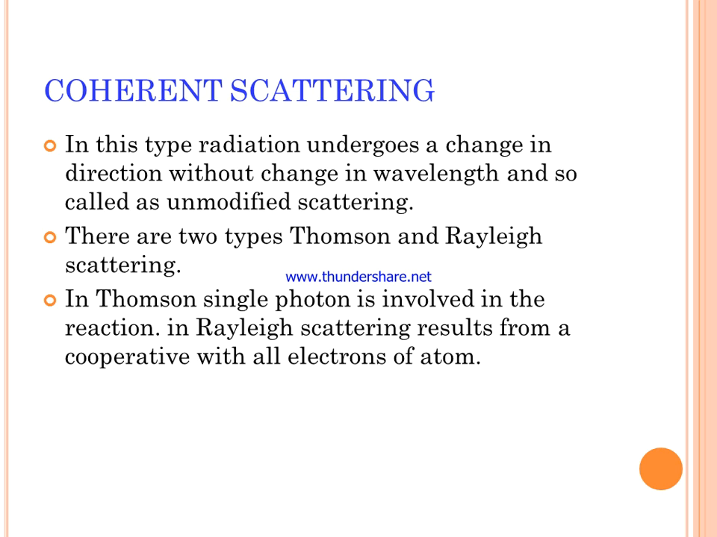Firstly, the first one is coherent scattering. Coherent scattering is used in diagnostic radiology. In coherent scattering, radiation undergoes a change in direction without changing its wavelength. So this reaction is also called unmodified scattering. There are 2 types, Thomson and Rayleigh scattering. In Thomson scattering, a single electron is involved in the reaction. Rayleigh scattering results from a cooperative reaction with all electrons of an atom.